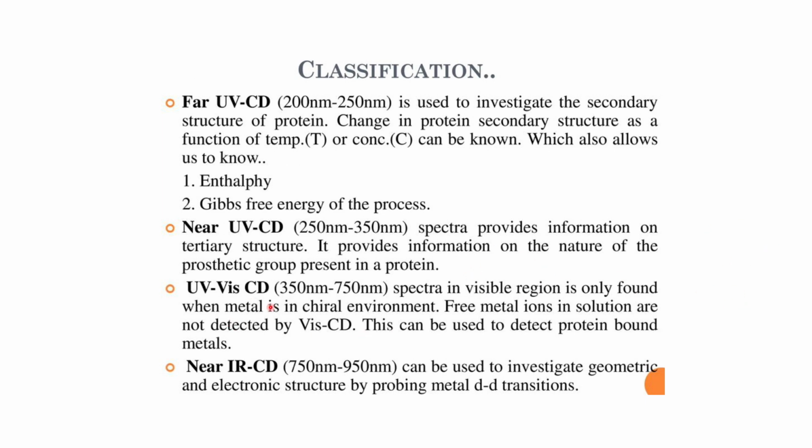And the UV visible spectrum, ranging between 350 to 750 nanometers in the visible region, is found only when the metal is in a chiral environment, and free metal ions in solution are not detected by this visible range, so this can be used to detect protein bound metals. And further, near infrared CD, with the spectrum range between 750 to 950 nanometers, can be used to investigate geometric and electronic structure by probing metal d-d transitions.